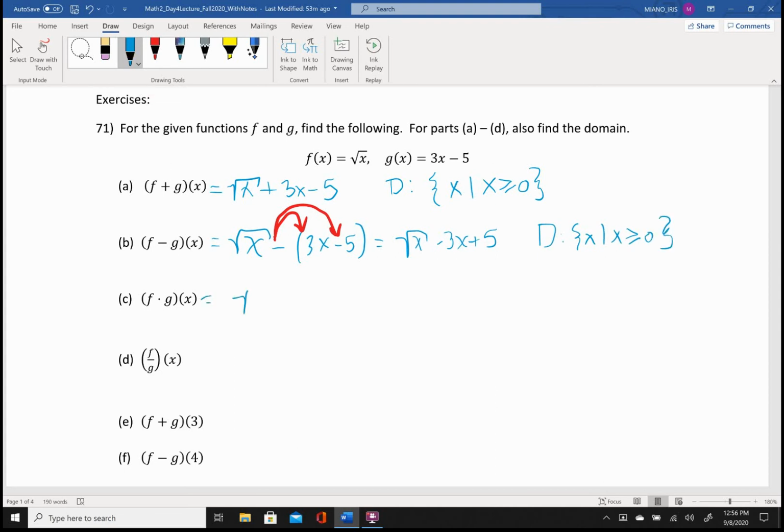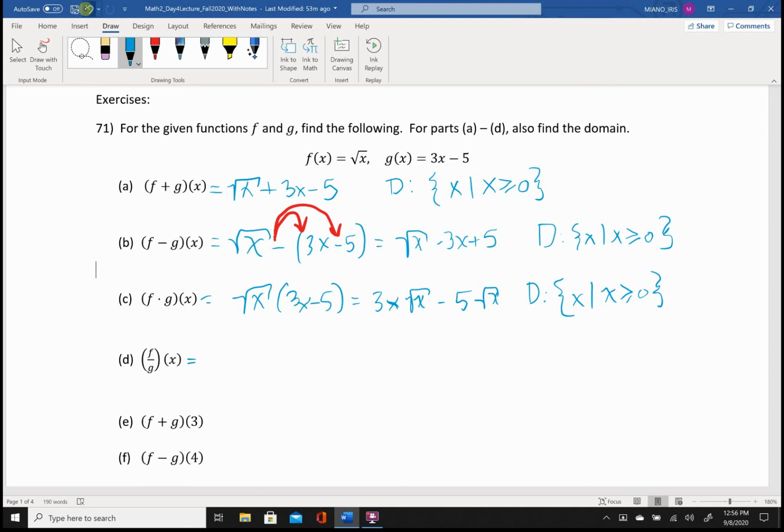If we are taking the product, take your square root of x and multiply it by the quantity 3x minus 5. And then we'll distribute. And that'll give you, oh, excuse me, let's keep up with convention here by having it 3 times x times the square root of x. That'll be the order of those elements there. And then minus 5 times the square root of x. Again, the domain is the same. Nothing changes there. x still needs to be greater than or equal to 0 by virtue of having a square root of x inside the function operation.